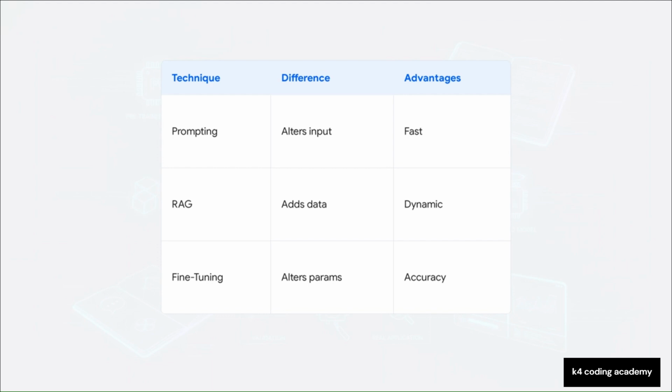Prompting is free and fast, which is great for one-off tasks. Then you have RAG, or Retrieval Augmented Generation. That is fantastic for dynamic knowledge because it grabs external data and drops it right into the prompt for the AI to read. But neither of those actually change the AI's core behavior.